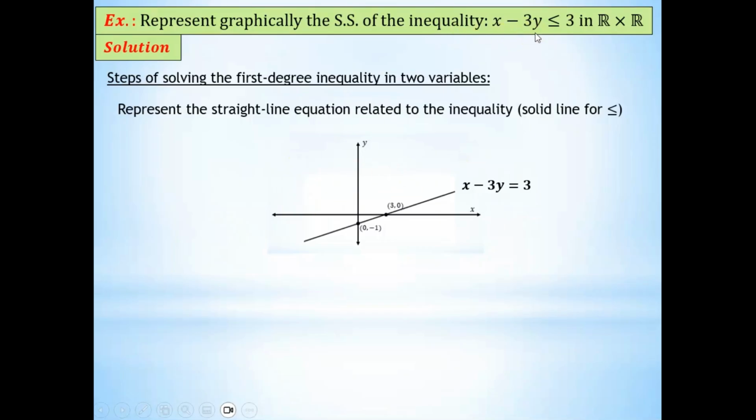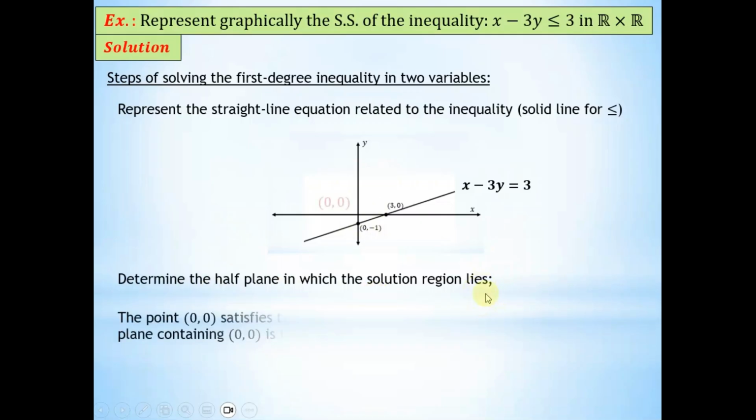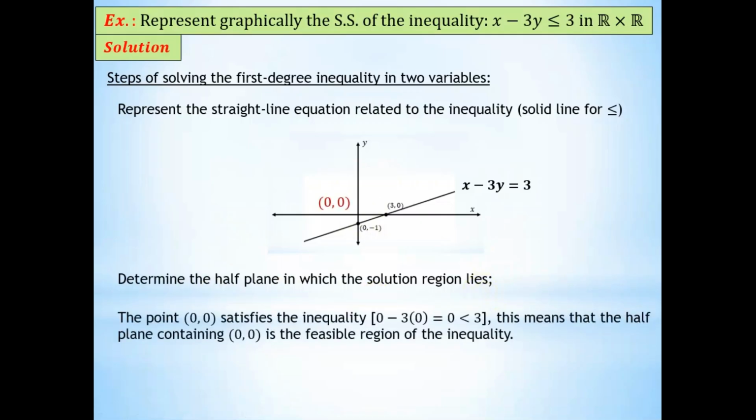You can make a test. Select any point. The simplest point you can select is the origin point, (0, 0), and see. 0 minus 0 less than 3, yes. So the origin point (0, 0) satisfies the inequality. So the solution set is a region containing the origin. Determine the half plane in which the solution set region lies. Check by (0, 0): this region containing (0, 0) is the solution set.